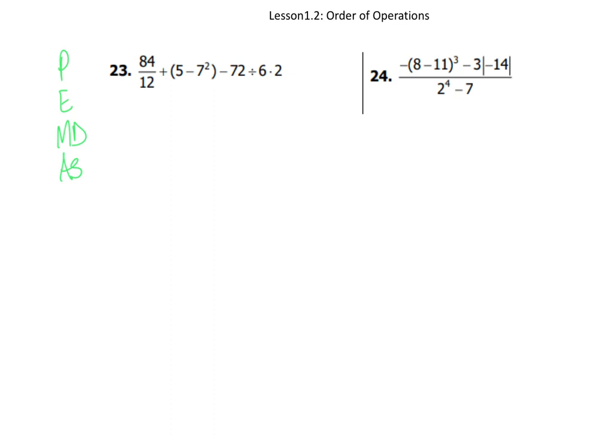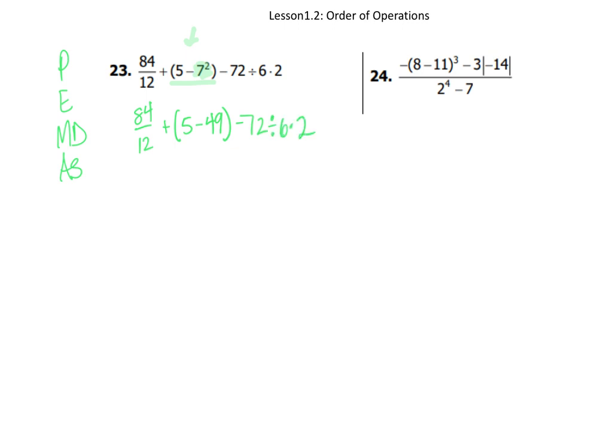Okay, we are down to our last two examples. I've got 84 divided by 12 plus 5 minus 7 squared in parentheses minus 72 divided by 6 times 12. So do I have parentheses? Yes, we do. Looking inside these parentheses, we're going to do what comes first inside of there, which is the 7 squared. So we're going to rewrite this problem as 84 over 12 plus parentheses 5 minus 7 squared is 49. Use your calculator if you're not sure. Minus 72 divided by 6 times 2.